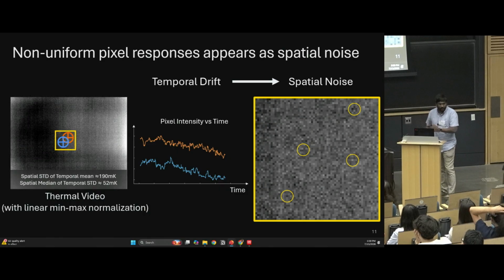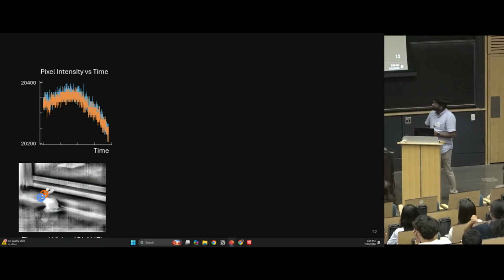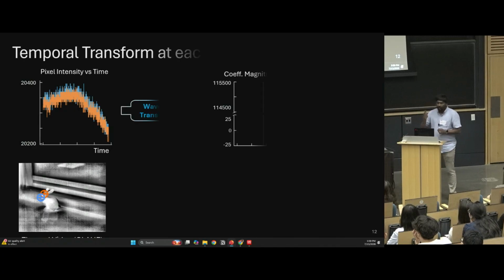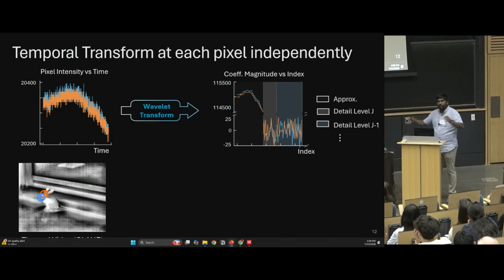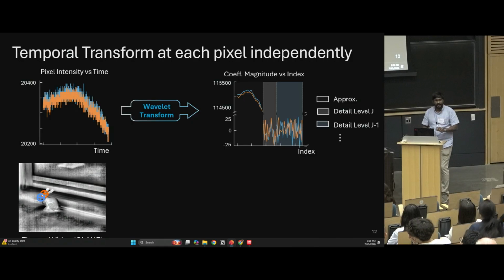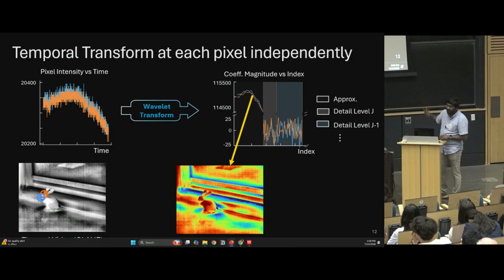Now that we understand the source of the problem, let's go back to our bunny scene and look at its pixel plots. The first thing we need to do is to apply a temporal 1D wavelet transform at each pixel independently. What that gives you is that it converts these n pixel intensities into a series of coefficients at multiple temporal scales. And the beauty is that the approximation coefficients, that is in the first level, contain all the slow frequency trends. So each pixel's drift gets accumulated into the approximation coefficients, and the detail coefficients are devoid of this drift. So let's look at what happens spatially.